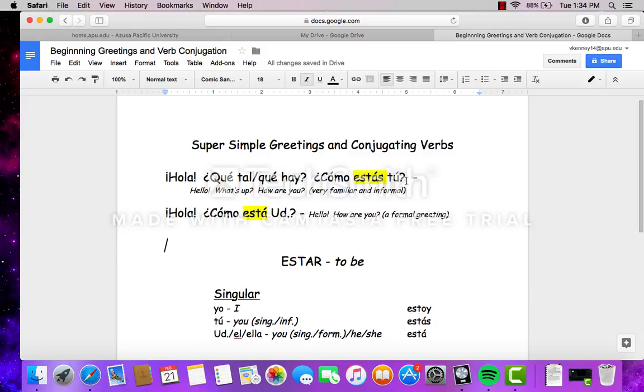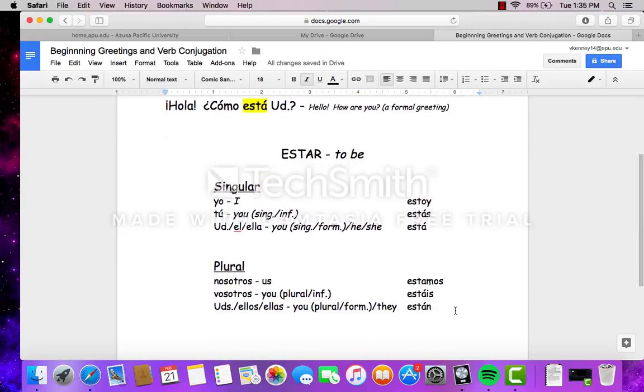If I say ¿cómo estás? I already know I'm talking about tú. If I say ¿cómo está? I already know I'm talking about usted. I don't need to put them in there at all. As a matter of fact, it would be very common to not have it in there. The only time I would include my pronoun is if I need to be very clear about to whom I am speaking.